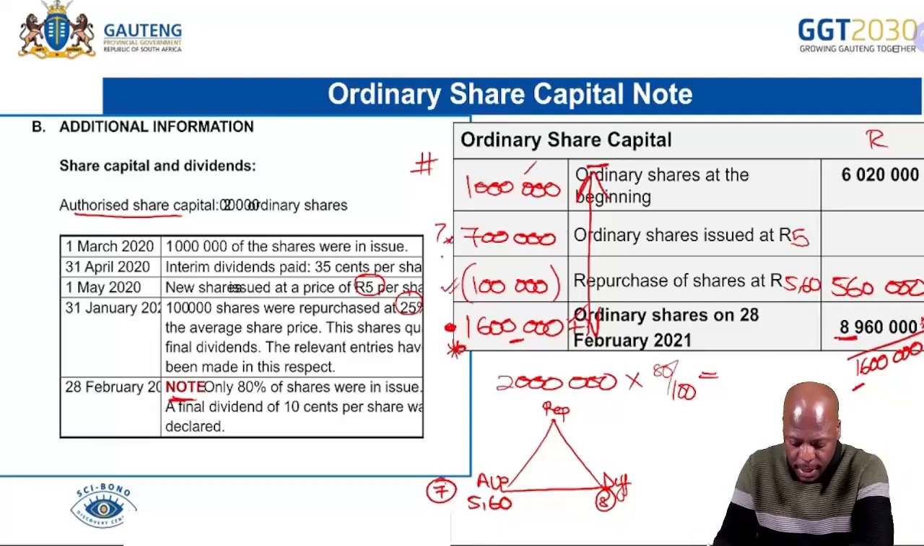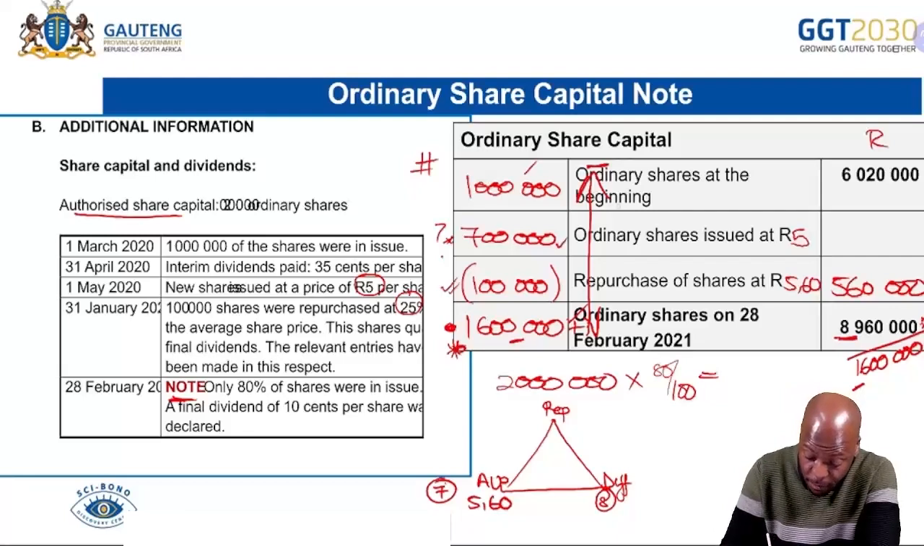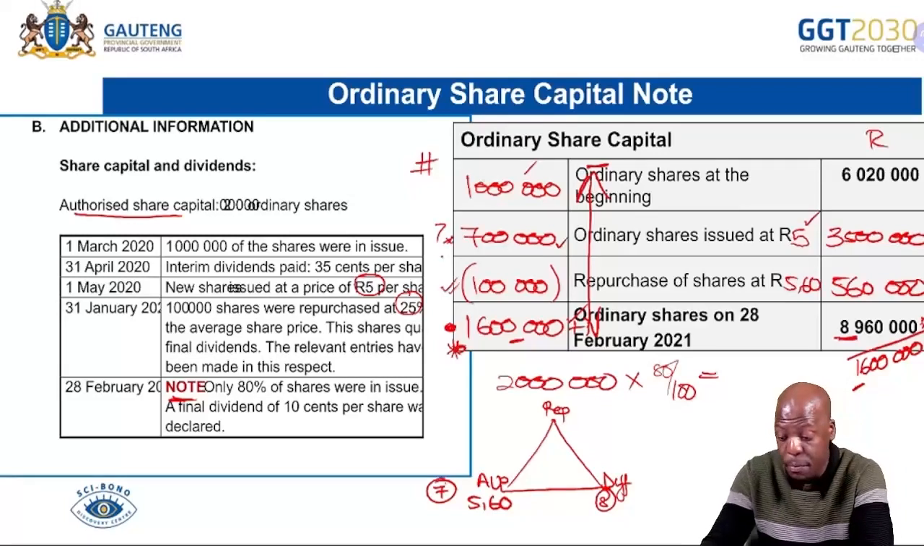So it becomes easy now. When you have your 700,000, you multiply it by the 5 Rand, which is the issue price. So 700,000 multiplied by the 5 Rand should give you 3,500,000. As simple as that. You don't need to stress much.